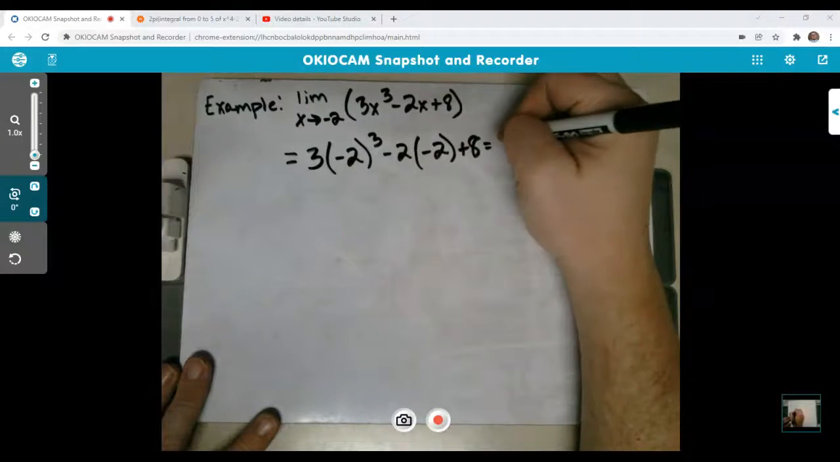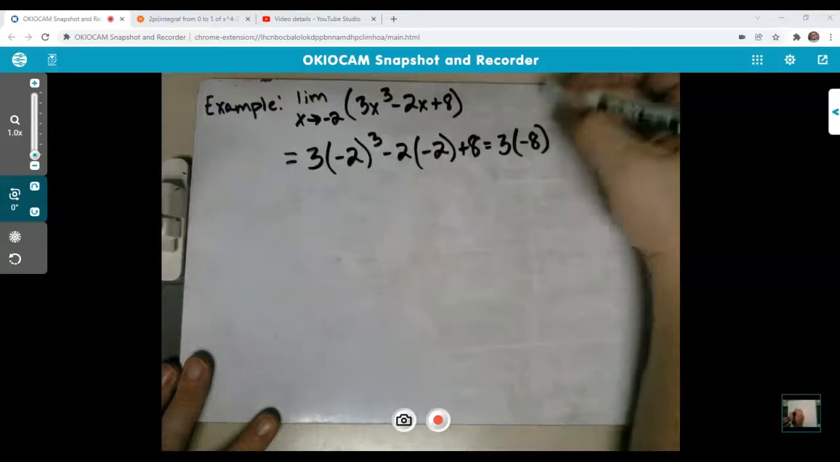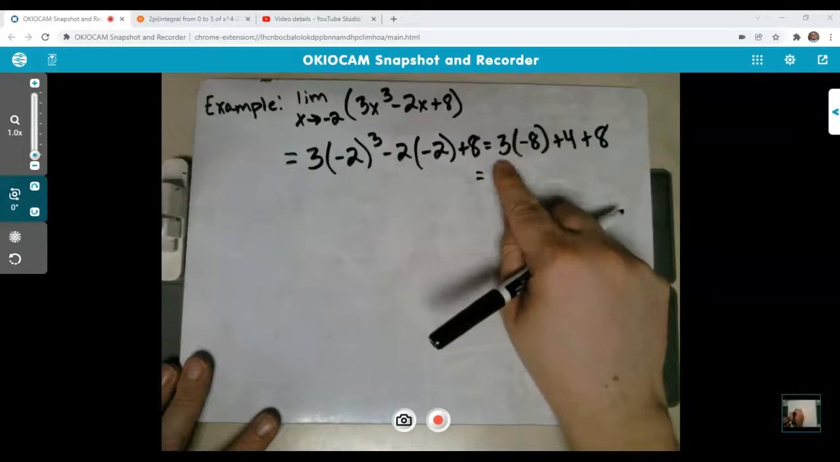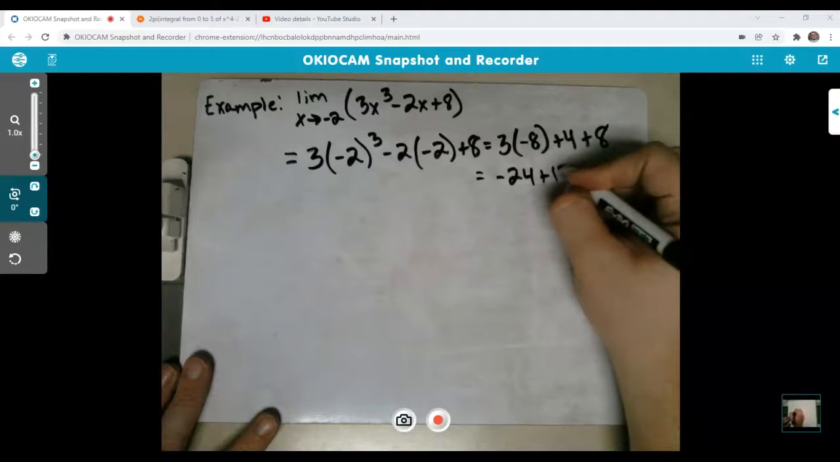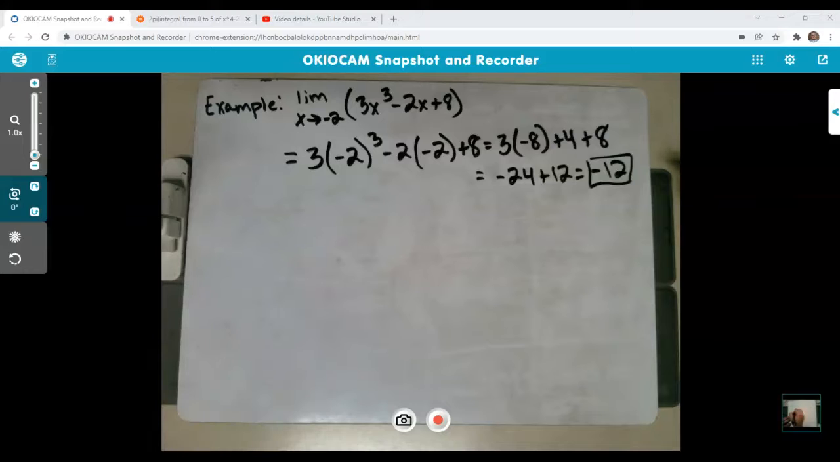-2 cubed is -8, so that's 3 times -8. -2 times -2 is +4, plus 8. 3 times -8 is -24. 4 plus 8 is 12, so you get -12. So it's simply equal to -12.